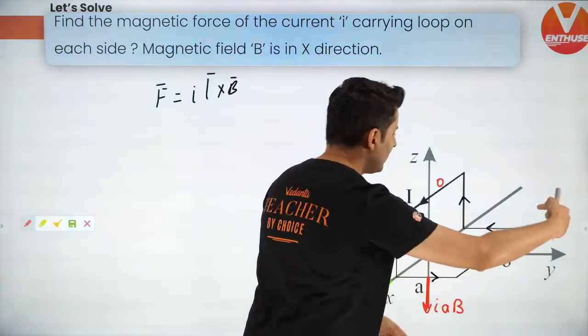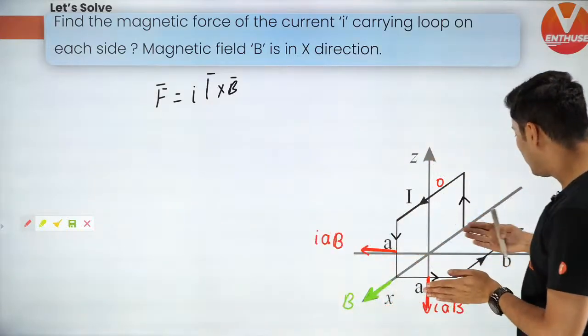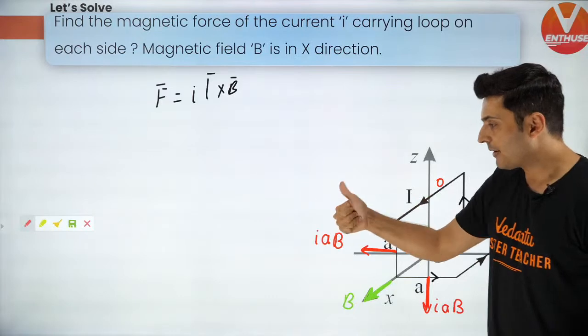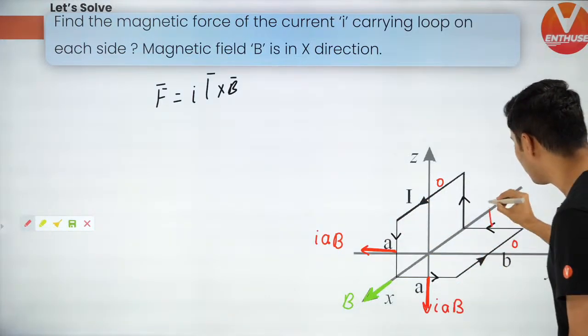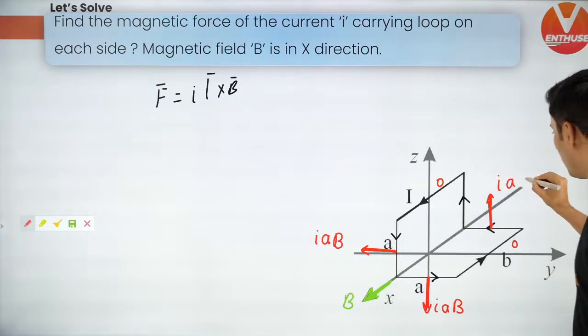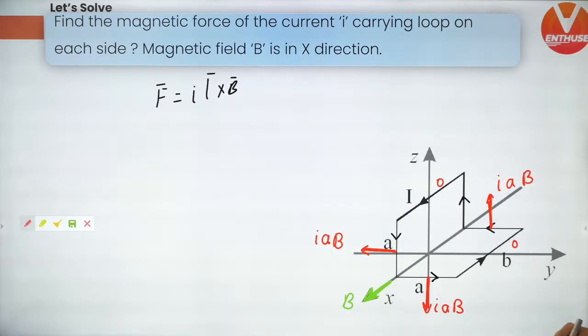Let's talk about this. Length is there and B is here. L cross B, it's up. So it's here. I cross B. So it will be I, A and B, of course.